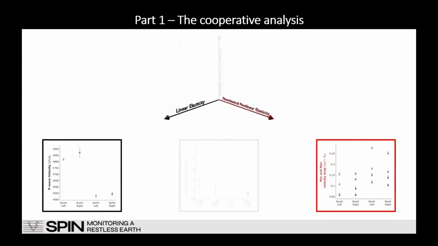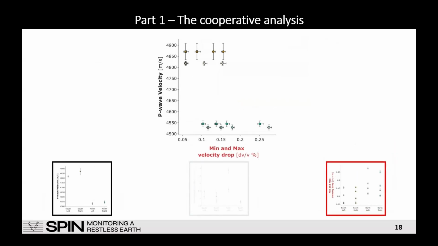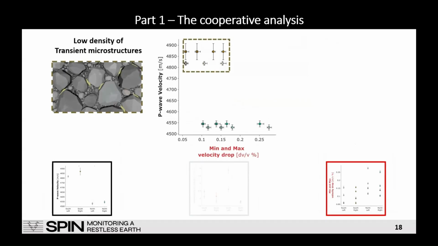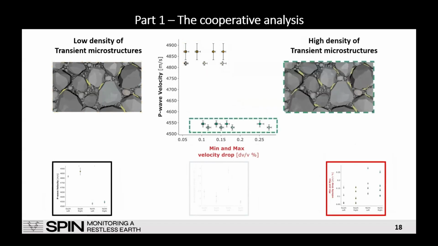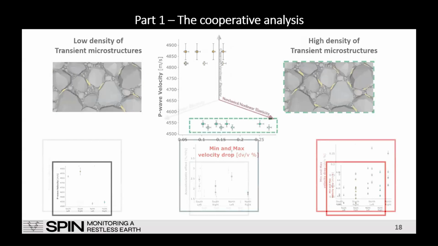What happens if we combine the information of ultrasound pulse velocity and slow dynamics is this one here. Here you can see, again, the information grouped in 2 main groups. The first one corresponds to high ultrasound pulse velocity and low variability of velocity drops. That means low density of transient microstructures. On the other hand, we have high density of transient microstructures. That means low integrity level and high variability.